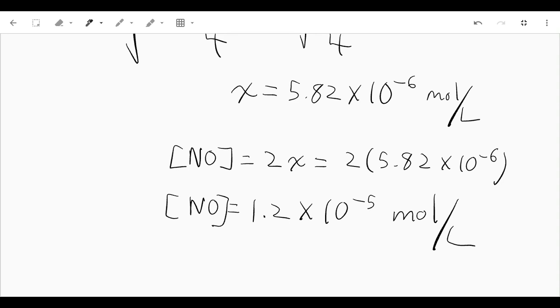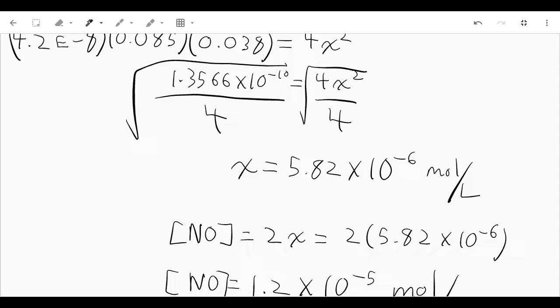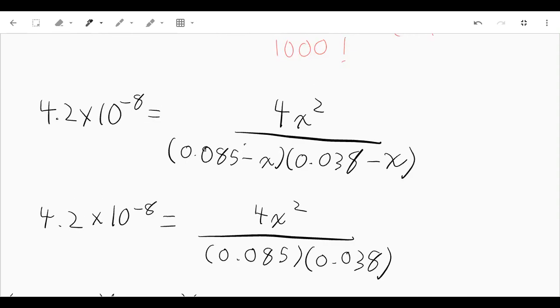Rule of thousands makes life much, much easier. Now, you could still do this using the quadratic formula. However, you're not going to have to in Chemistry 30. It is doable, but you don't have to do it on multiple choice questions.